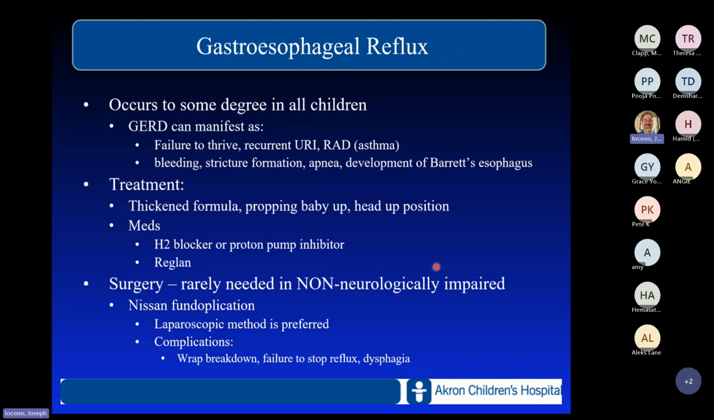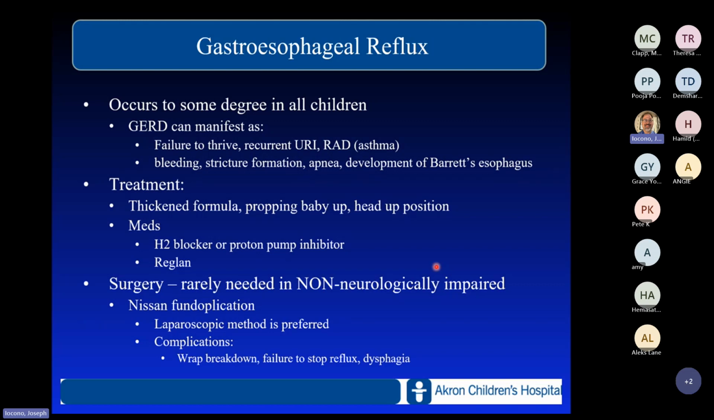First steps are what most of you who are parents already know. You thicken the formula, you burp them a lot, you feed them smaller, more frequent feeds, and you go from there. Then you treat them with medicines. You can treat them with proton pump inhibitors or H2 blockers. There's lots of stuff in the pediatric literature about what's good, what we should and shouldn't use first, and we go from there. Reglan is a good stomach emptier.